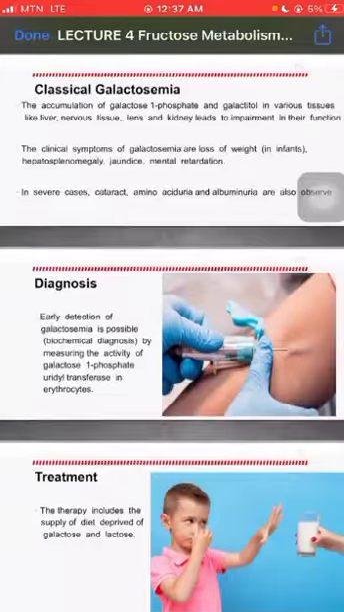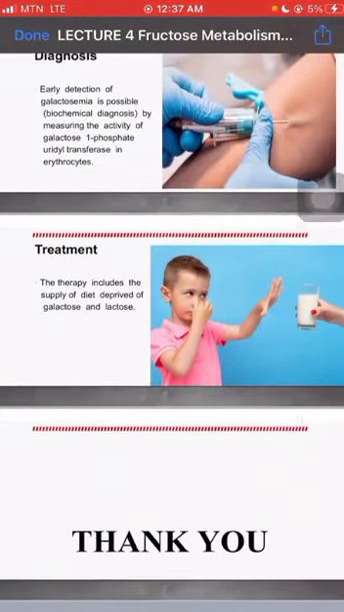Hope you understand. Yes, so that's all for galactose metabolism.